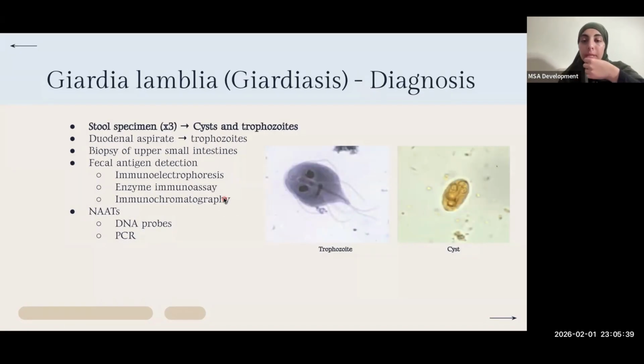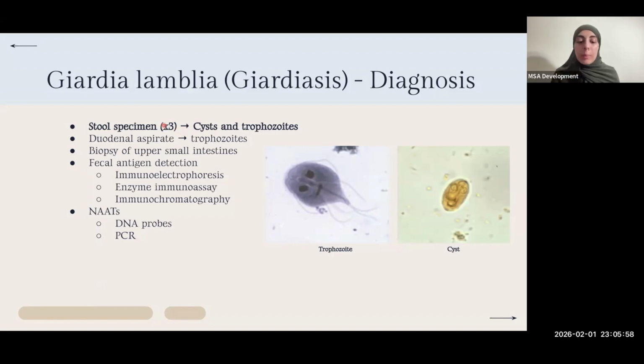How is it diagnosed? You get a stool specimen and you look for the cyst and trophozoites under the microscope. And it's very important to get multiple stool samples, at least 3 samples, okay? Why? Because the cysts are not always going to be in the stool. They may be shed at different times.